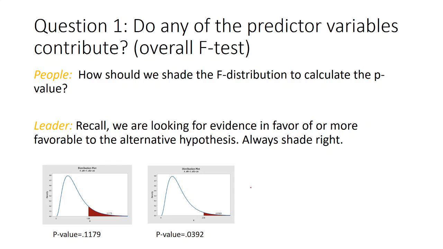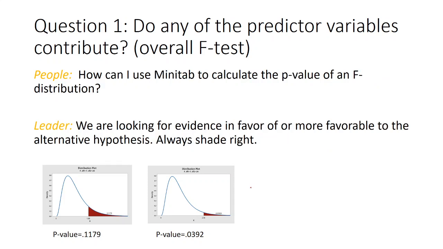And so you may ask, how should we shade the F distribution to calculate the p-value? Well, we always go right. Recall, we're looking for evidence more favorable to the alternative hypothesis by definition of the p-value. So we'll always shade right of our F distribution. Notice the little slide figure that the F distribution has. Well, how can I use Minitab to calculate the p-value of an F distribution? Well, we can do that.